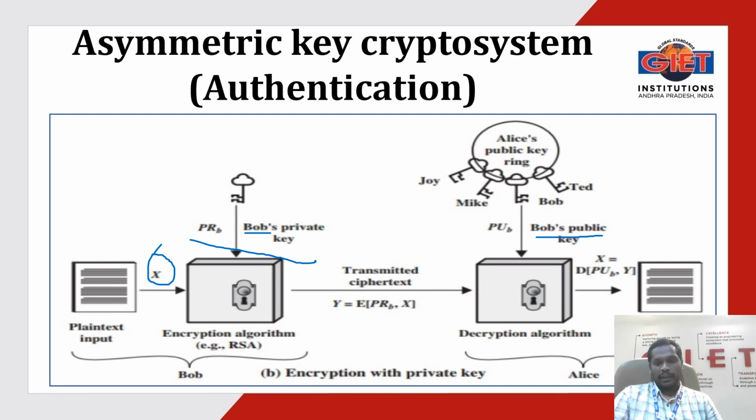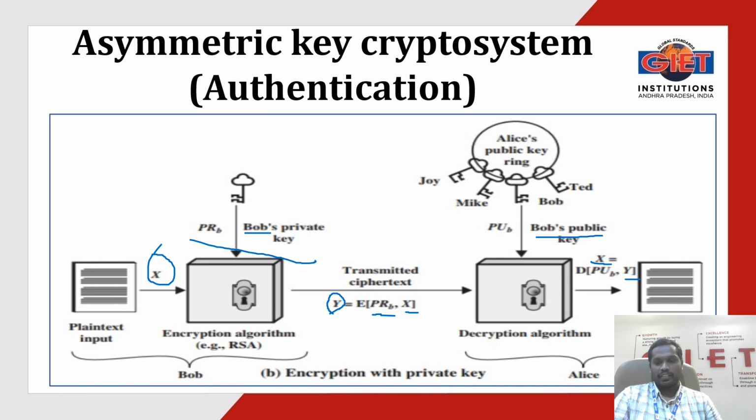Using Bob's private key, you're going to generate the ciphertext. How is the ciphertext Y generated? By taking the input, that is the private key of Bob, with that of X. X is the plain text. Using these two, with the mathematical encryption algorithm, you'll get back the ciphertext, and that ciphertext is transmitted over a secure channel to the receiver, and the receiver will make use of the public key of Bob from the available public key ring, so that he will get back the plain text from the ciphertext.